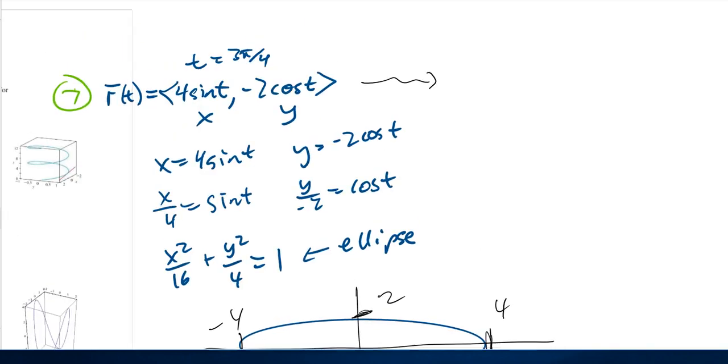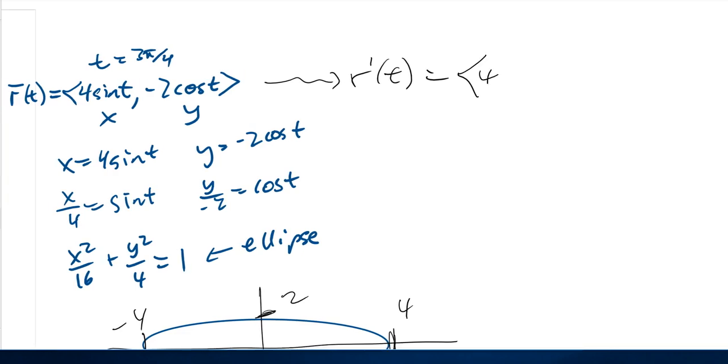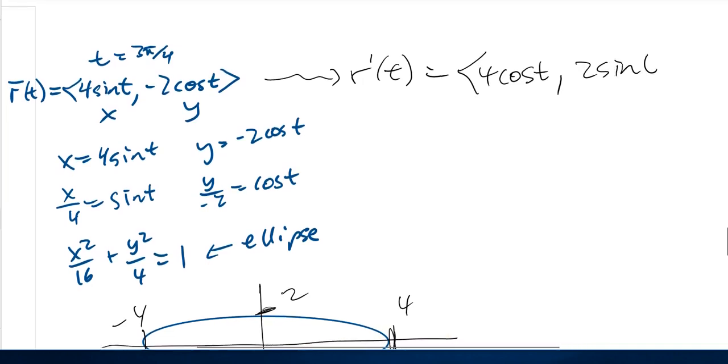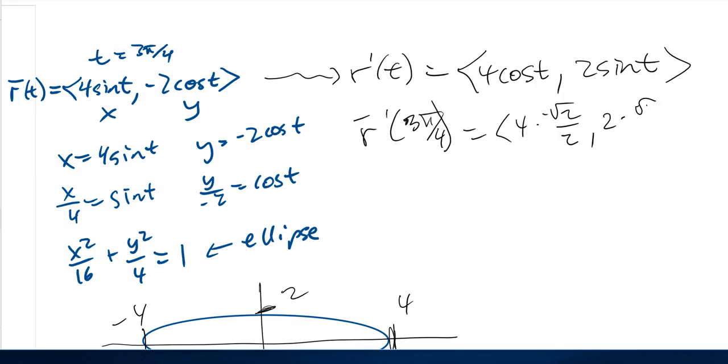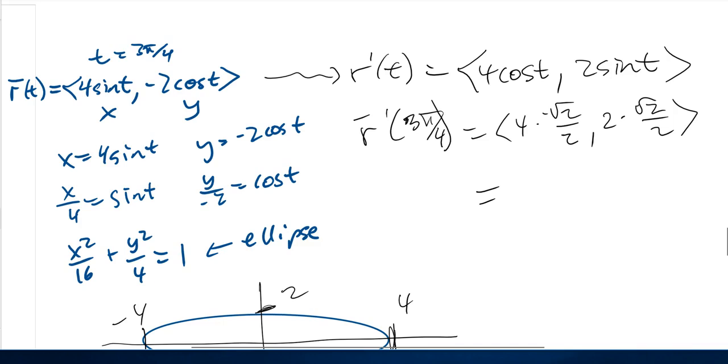So now r prime of t is 4 cosine t, and then 2 sine t, like that. And then at 3 pi over 4, cosine of 3 pi over 4 is -√2 over 2. Please know that without a calculator. And then sine of 3 pi over 4 is √2 over 2. Know that without a calculator. So this gives you -2√2, comma, √2. All right.